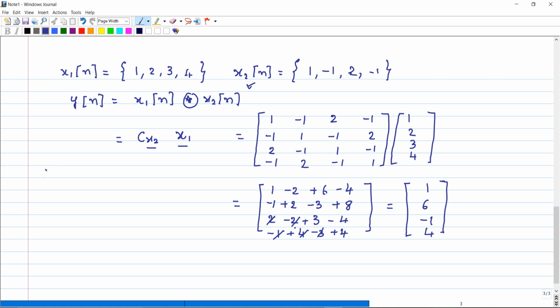So again we can write that y of n is equal to 1, 6, -1 and 4. Hopefully this example helps you in understanding the concept of circular convolution. Thank you.